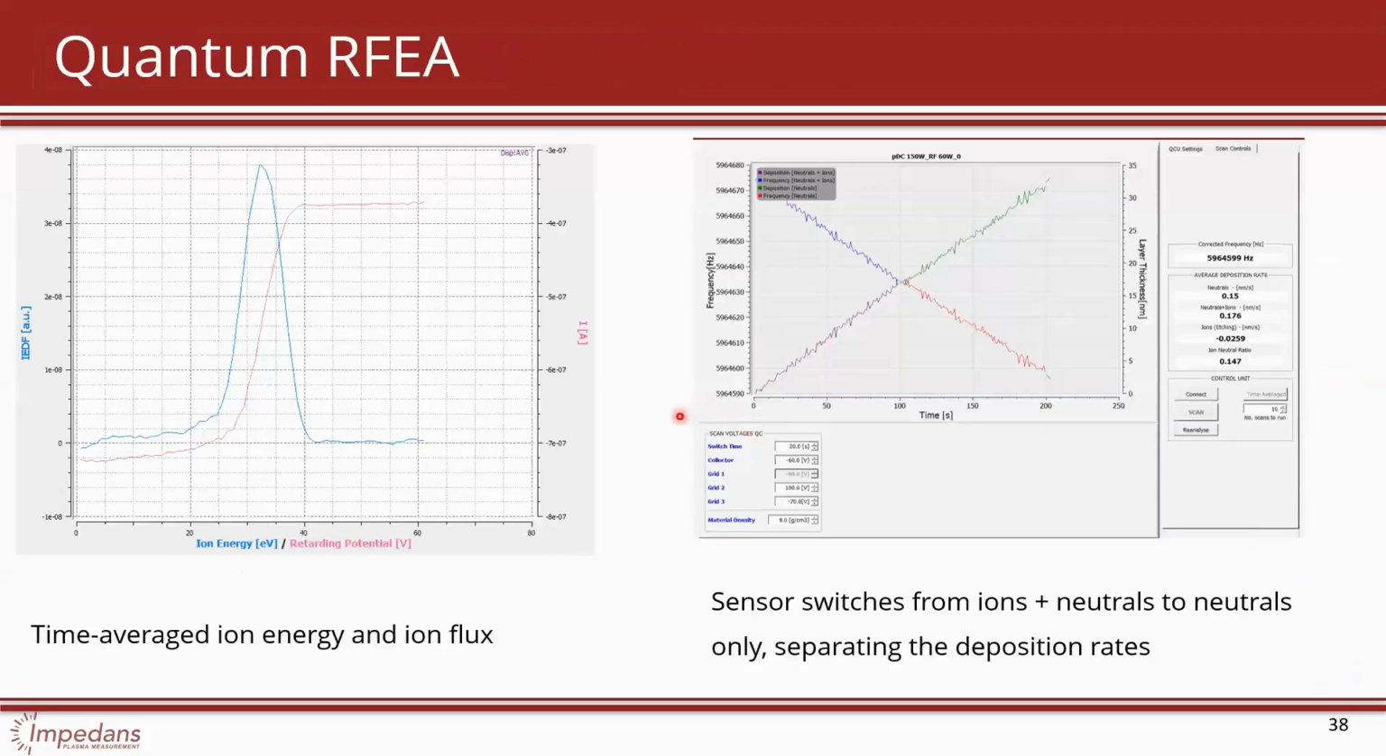So here's some screenshots from the software, but I'll jump into it in a second. So you get the ion energy distribution again, same idea, and then you go to the deposition mode and you can look at the different rates. So I'll jump into the software and show you.